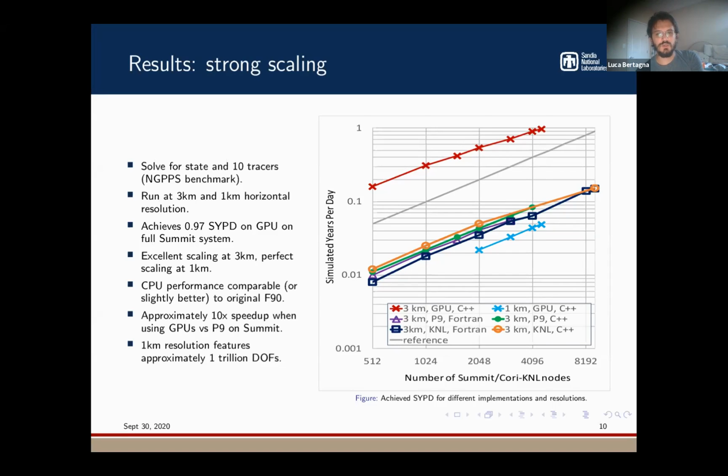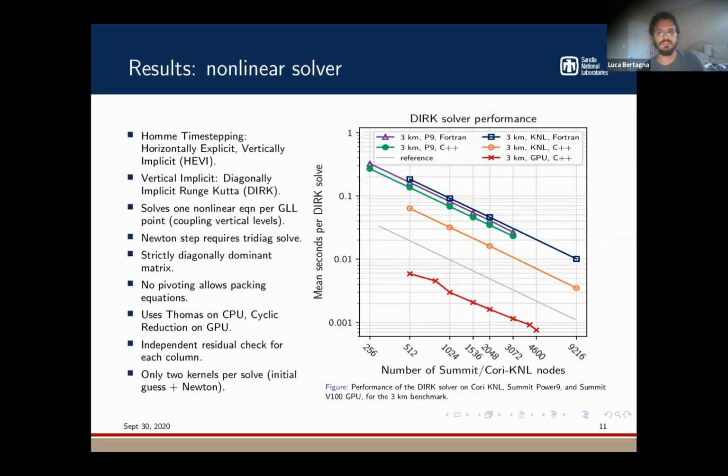So I mentioned there were 2 additional challenges in the non-hydrostatic solver. So I want to highlight some results that focus on those 2 challenges. The first one was the nonlinear solver. So HOMME splits, as I said, horizontal and vertical differential operators. In the horizontal direction, it's explicit, and the vertical direction is implicit. In particular, it uses a diagonally implicit Runge-Kutta scheme in the vertical direction, which we call also DIRK.